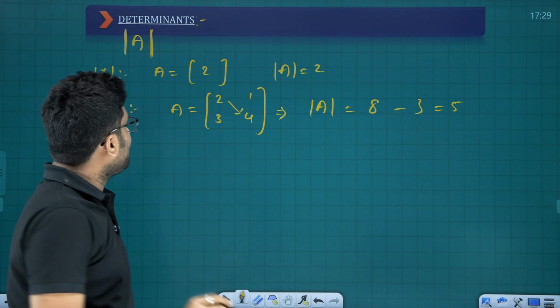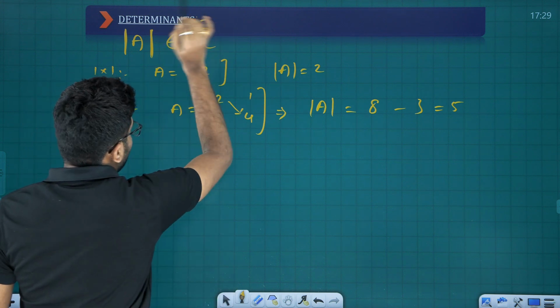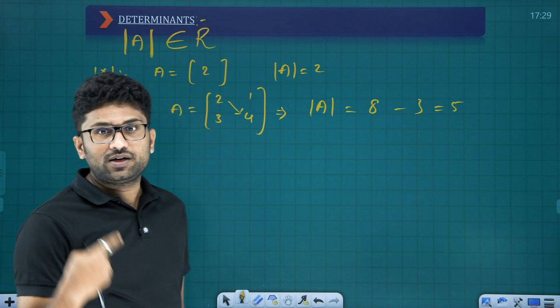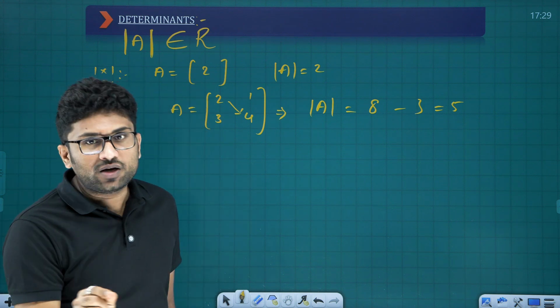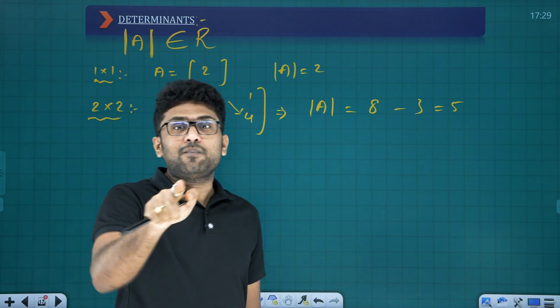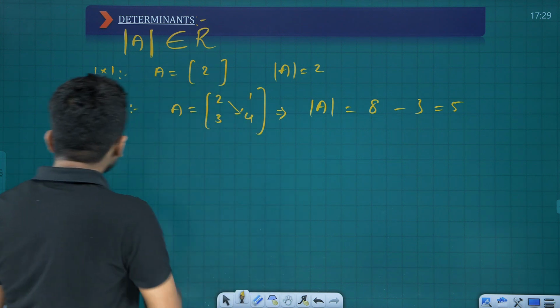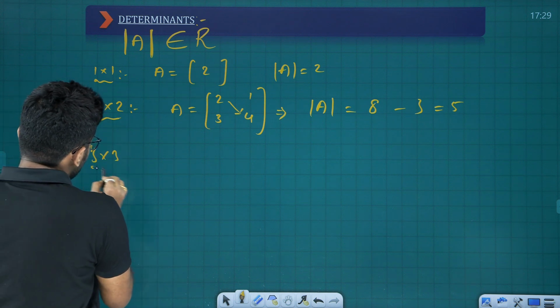Determinant is a scalar. That means the determinant of every square matrix is always a number. It can be positive, it can be negative, it can be anything depending upon the entries. If the entries are real, it will be real. If the entries are complex, it will be complex. Please keep this in mind. Next, the 3 by 3 matrix.